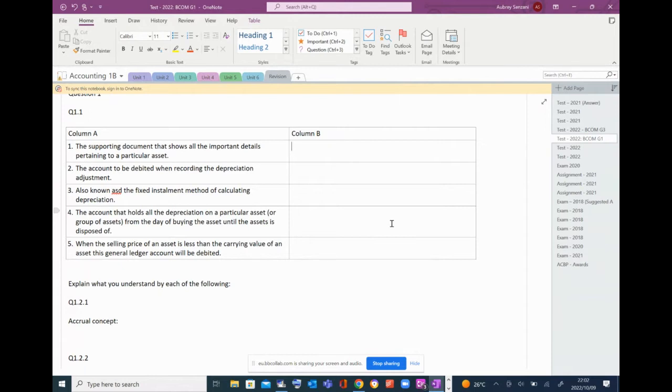So, number one, they said the supporting document that shows all the important details pertaining to a particular asset. What source document speaks to all the details of a particular asset? The asset register. Asset register. All right. Then number two, they said the account to be debited when recording the depreciation adjustment.